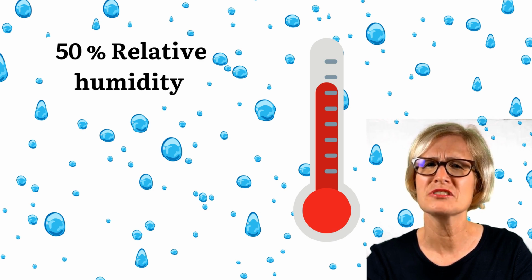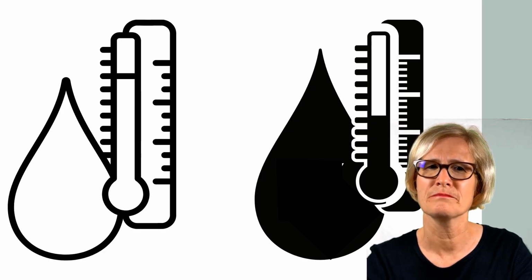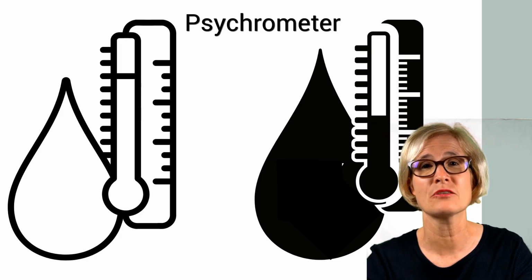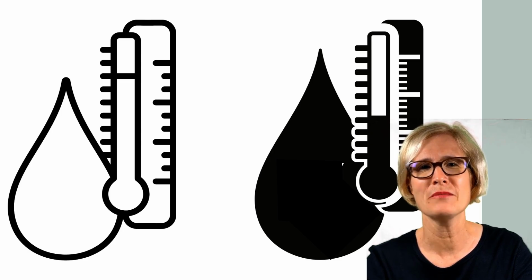Well, how is this done? Well, you measure humidity using tools that tell you how much moisture is in the air. In this module, you'll be measuring humidity using a simplified version of something called a psychrometer, which is a device that involves using a dry bulb and a wet bulb thermometer.